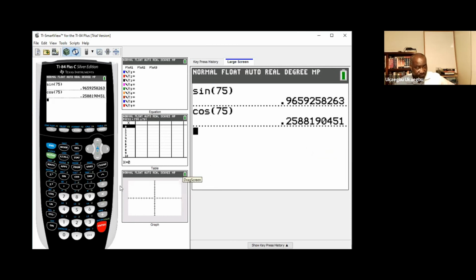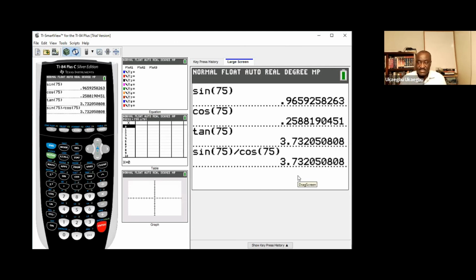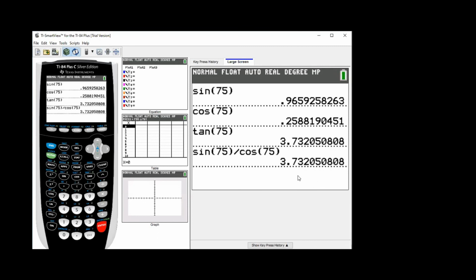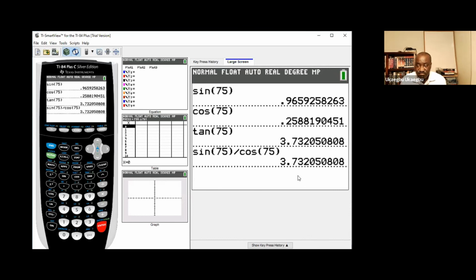Now let's do tangent 75 degrees. Close the parentheses, hit enter. You see what it gives you? Okay, now let's do sine 75 degrees divided by cos 75 degrees. Are we ready to hit enter? Yes, hit enter. Boom. See what it gives you? Is it the same value? Yes, it is the same value.